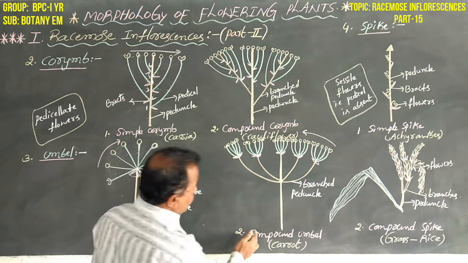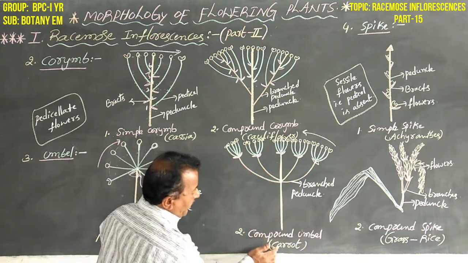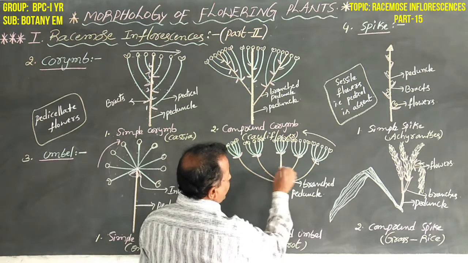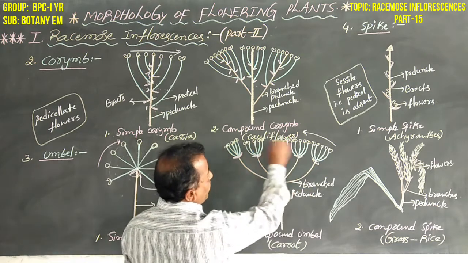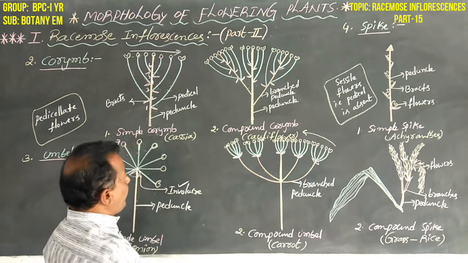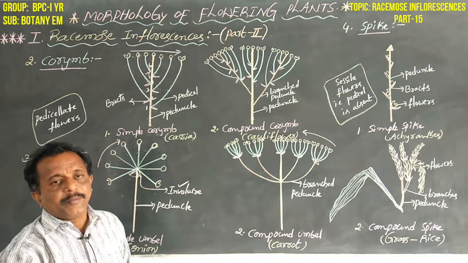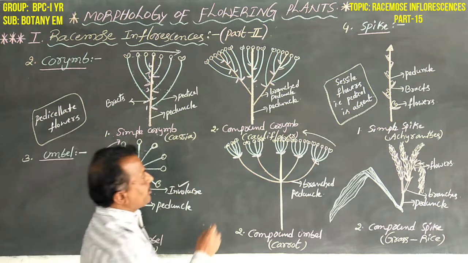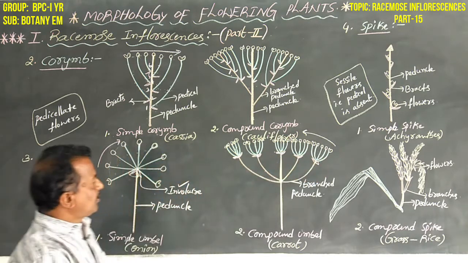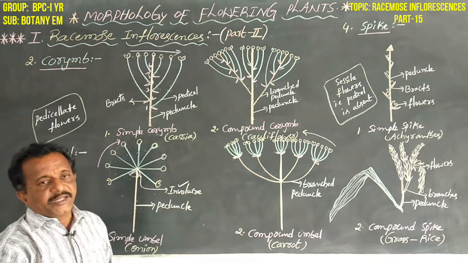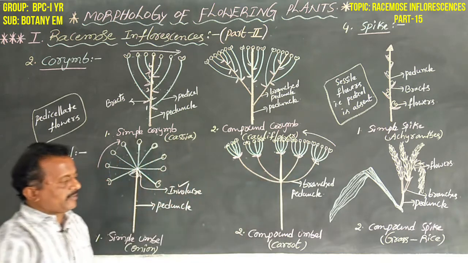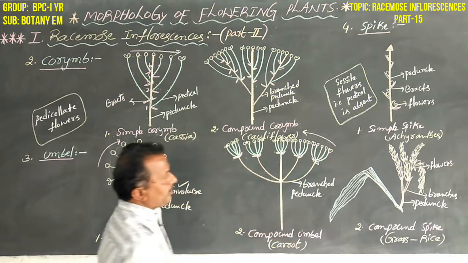Next, coming to the second one, compound umbel, as seen in carrot. This has a common peduncle, and the peduncle spreads out into several branches. That is a branched peduncle, and each branch resembles the character of a simple umbel. So each umbel contains several involucres, that is involucre bracts. This is a compound umbel.